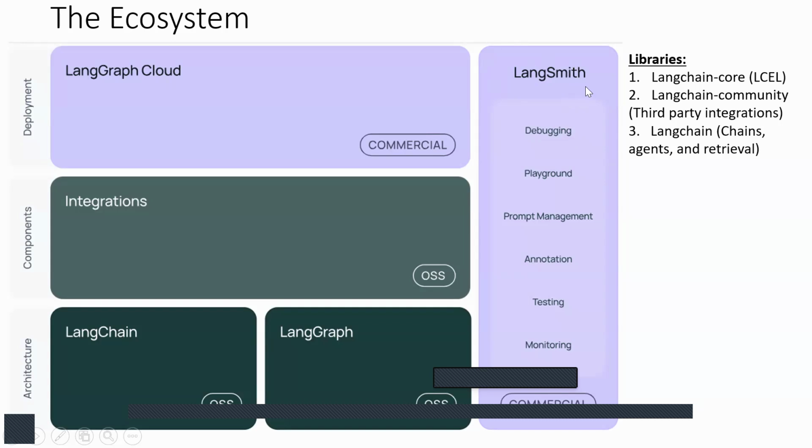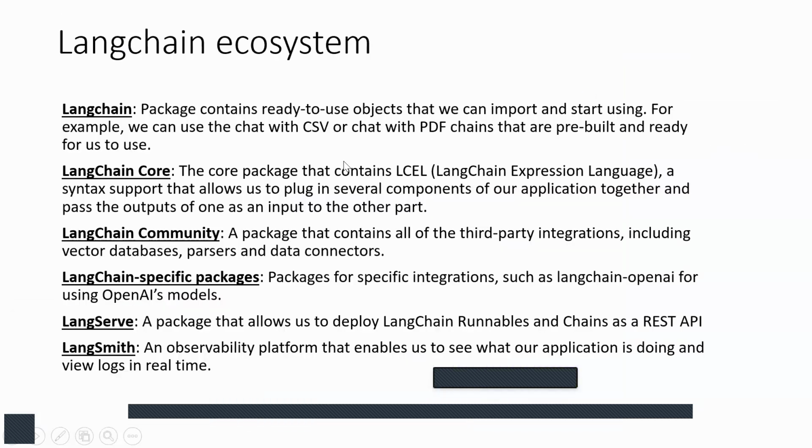All right. If we dig more into the APIs or libraries being offered, first of all, there is LangChain. This particular package contains ready-to-use objects that we can import and start using. For example, if we need to chat with a CSV, there is an already existing library which we just need to plug in and we can start chatting with CSV files. So this is the first library.